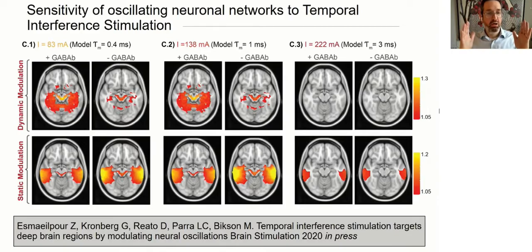And superficially, you are producing a modulation, but it's a static modulation. So the oscillations on the surface of the head are just tonically boosted. It's not that they're not affected. It's just that they're tonically boosted. But deep in the brain, they're modulated. Now, the ability for this, as we can consider in this computational model, how much current you need to do this, and also the ability to modulate deep structures versus superficial structures depends on the underlying structure of the networks and the neurons that underlie it.